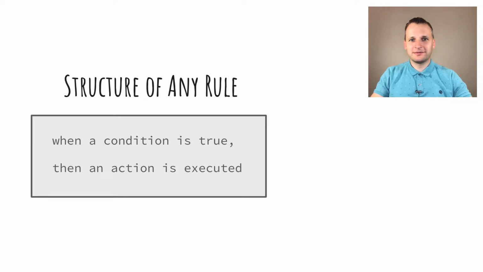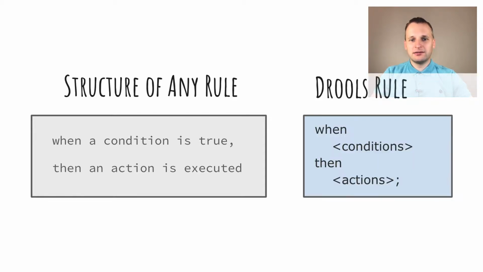Welcome back. In this lecture, we're gonna look at Drools language syntax. Previously, we learned that the structure of any rule has two parts: when a condition is true, then an action is executed. So if we want to write rules in Drools domain-specific language, then this is the basic structure.